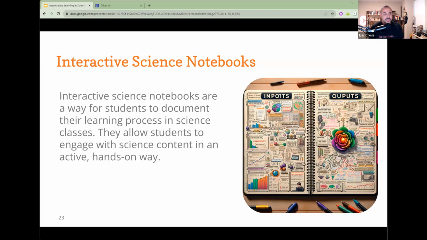One of the common methods of doing it is in one side of the notebook, they put the input, which would be what you teach them. And on the right side of the notebook, they put the output, which is how they make sense of it. This is a really, really popular tool with educators in science classrooms. I'm sure many of you have done interactive science notebooks. It's also a way for our students to be able to build their writing, reading skills.